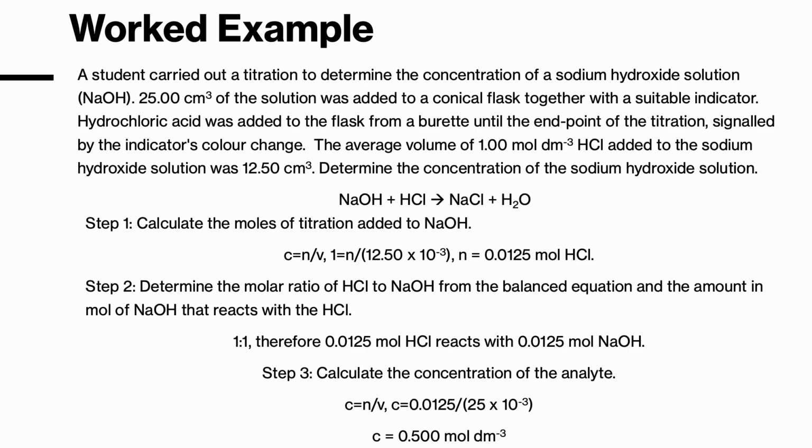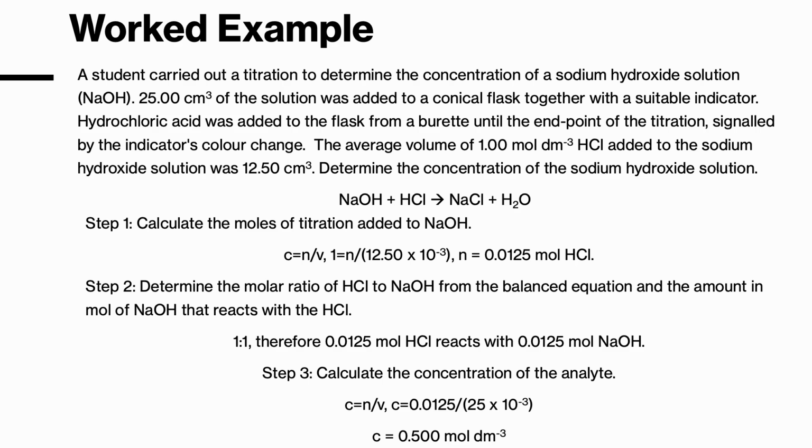Hydrochloric acid was then added to the flask from a burette until the end point of the titration, signaled by the indicator's color change. The average volume of 1 mole per decimeter cubed HCl added to the sodium hydroxide solution was 12.5 centimeters cubed. We are asked to determine the concentration of the sodium hydroxide solution, and we have been given the equation.